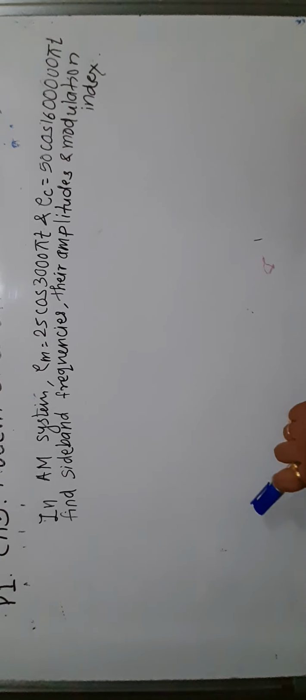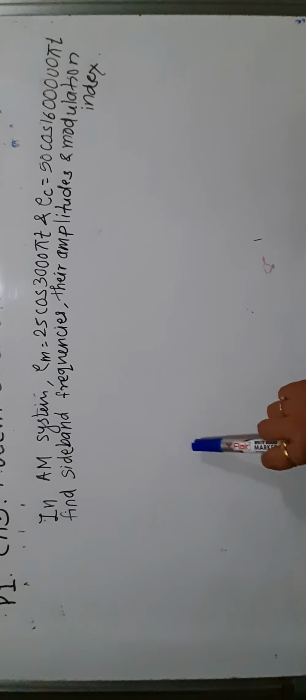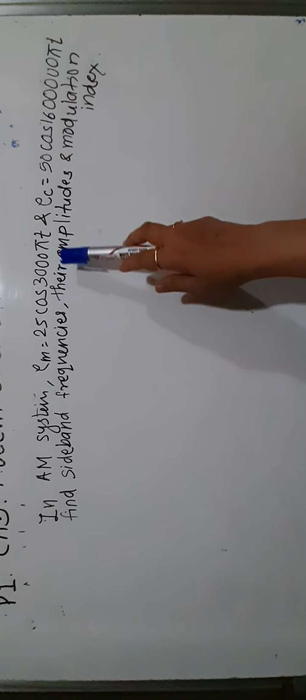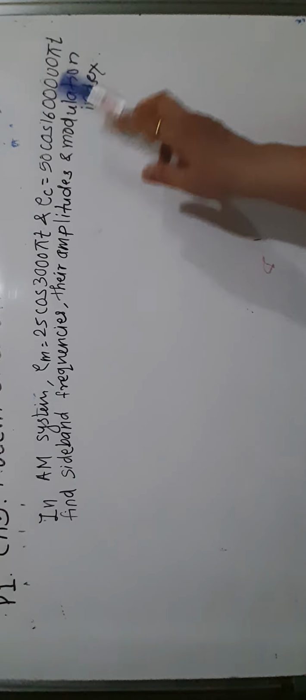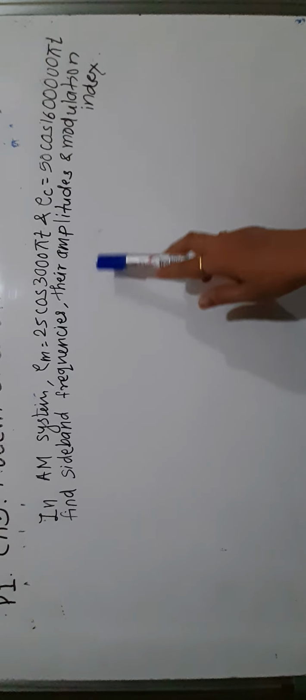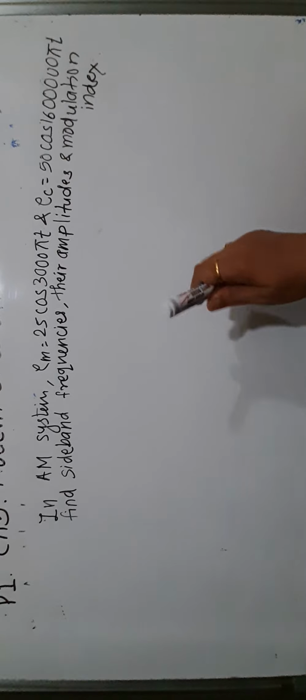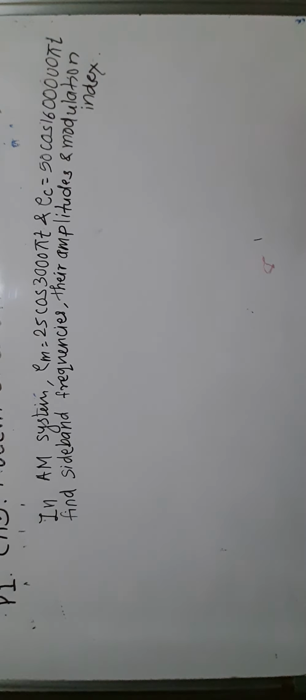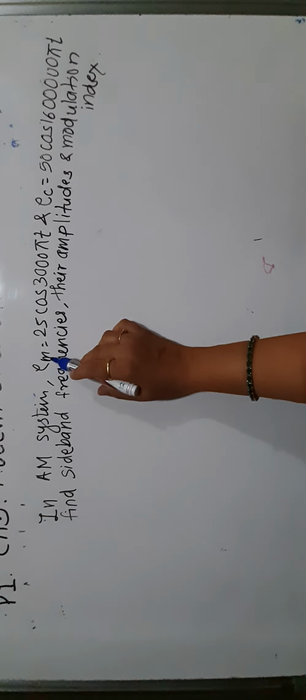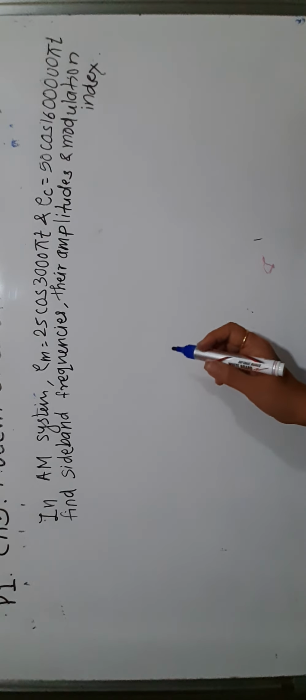Now let's see the numericals related to AM and FM. In AM system, EM equal to 25 cos 3000 pi t, EC equal to 50 cos 16 lakhs pi t. Find sideband frequencies, their amplitude and modulation index. These are the equations of waves. So this is equation of modulation index.